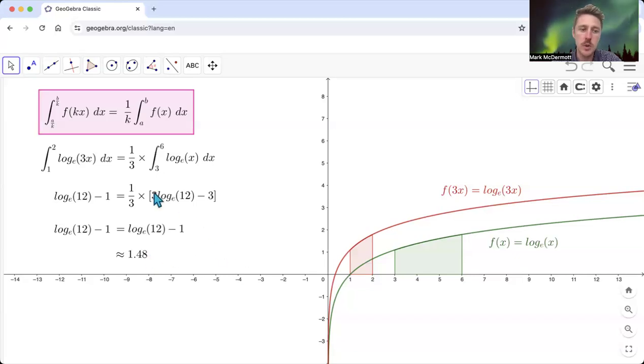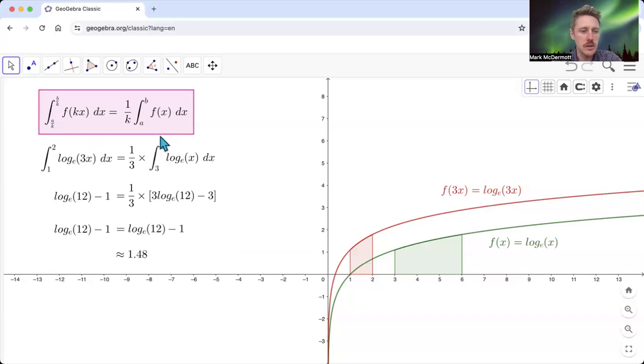Okay, but what that's equivalent to saying is this. Since the dilation factor is by 1/3 from the y-axis, if I take the bounds, which were originally 3 and 6, and divide them by 3, so a on k gives us 1, and 6 divided by 3 gives us 2, then we're saying that the integral of log e of 3x dx is going to be equal to what we just said. And that obviously turns out to be true. So we get log e of 12 minus 1, which is obviously the left-hand side equals the right-hand side.